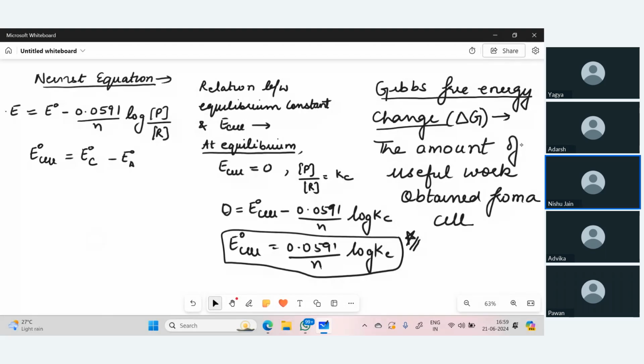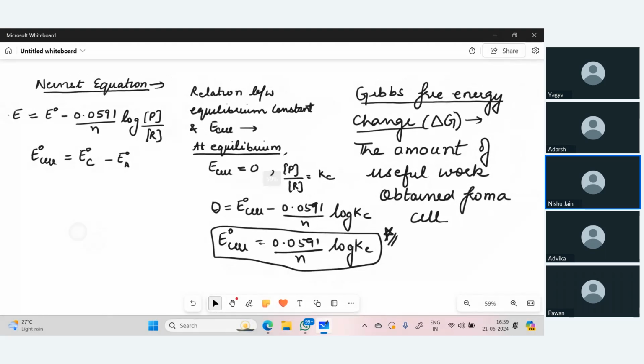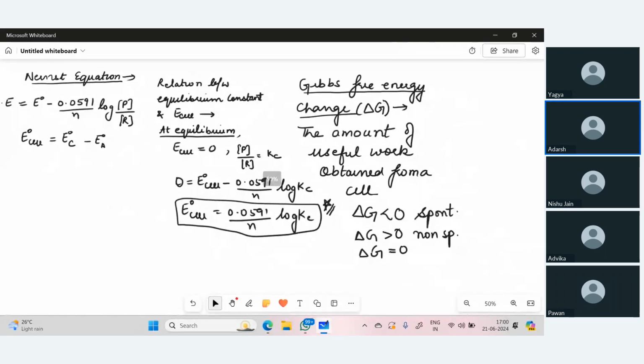Last year you have studied in thermodynamics about delta G. Advika, can you tell me what is the sign for delta G if a reaction is spontaneous? Negative. If delta G is less than 0, then it is a spontaneous reaction. If delta G is greater than 0, then the reaction is non-spontaneous. If delta G is equal to 0, then the reaction is at equilibrium.